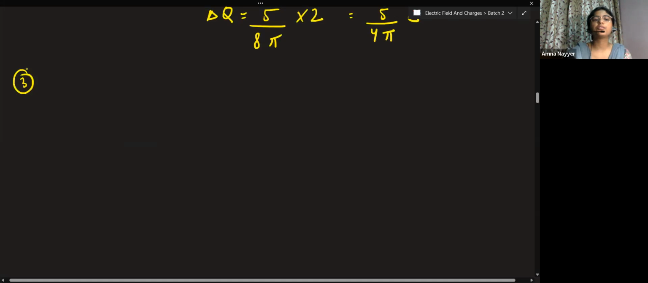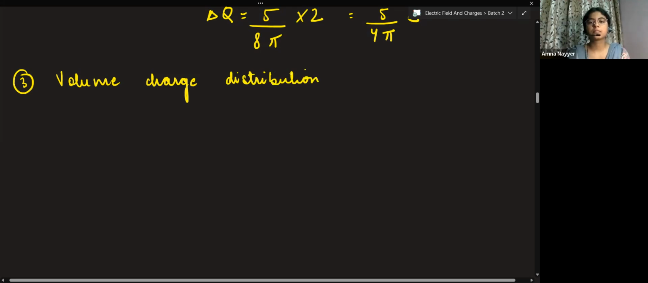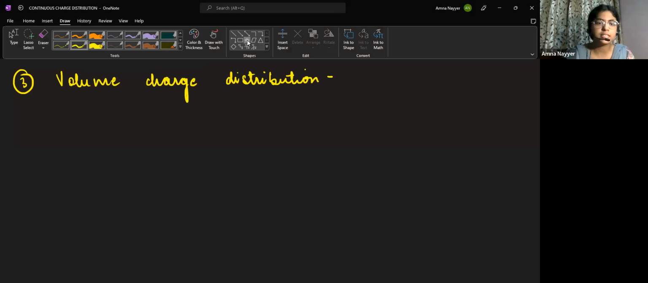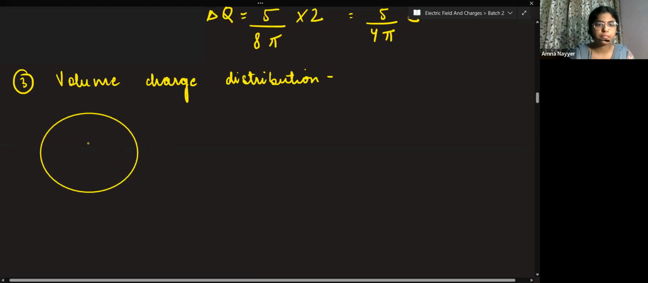The last type of continuous charge distribution that is left is volume charge distribution. If I have a sphere and the charge is present inside the sphere, meaning in the volume of it, this is three-dimensional. Linear charge density was one-dimensional, surface charge density two-dimensional, and volume charge three-dimensional.